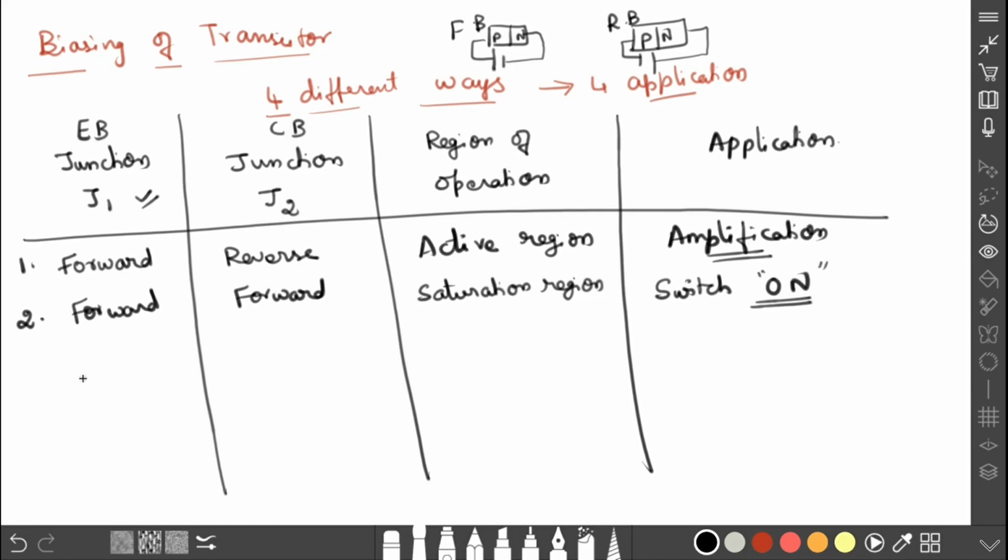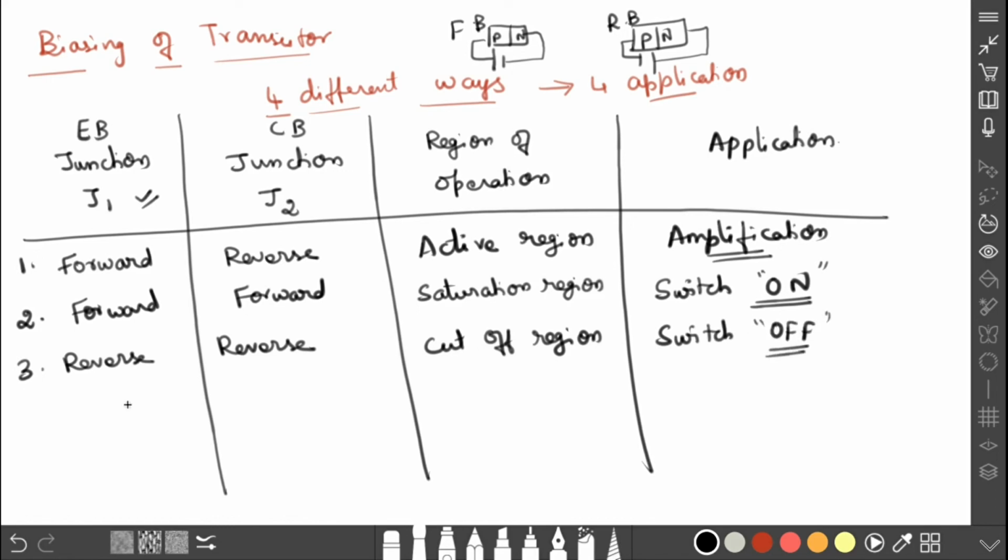And the third case is both are reverse biased. In that case, the region of operation is the cutoff region. In that case, the transistor will act as a switch in the off position. The switch will be off, when we connect both the junctions with reverse biasing.